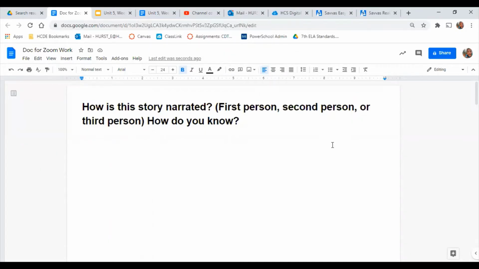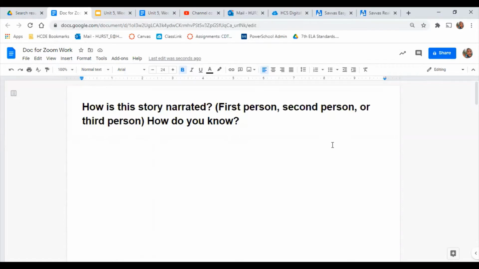Today we are going to continue our work with Rikki Tikki Tavi. Go ahead and do this warm-up. How is the story narrated? First person, second person, or third person, and how do you know? If you're not sure what that means, go ahead and Google first person, second person, and third person point of view.